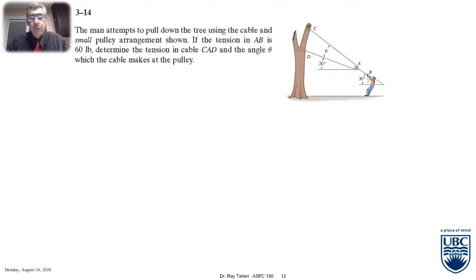The question is, a man attempts to pull down a tree using a cable and a small pulley arrangement. So you have this setup here. This angle is 30 and this angle is 20. If the tension in the cable AB is 60 pounds, this is 60 pounds, determine the tension in cable CAD. Obviously, these two are equal, as well as the angle theta.